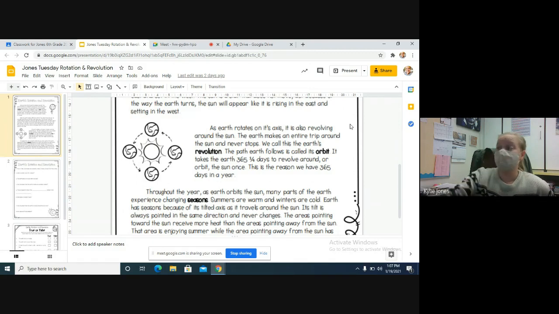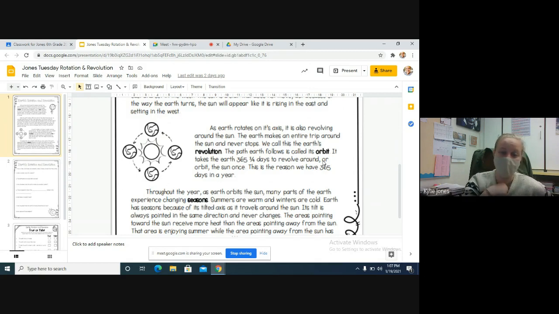Our next paragraph says, as Earth rotates on its axis, it is also revolving around the sun. The Earth makes an entire trip around the sun and never stops. We call this the Earth's revolution. The path the Earth follows is called its orbit. It takes the Earth 365 and 1/4 days to revolve around, or orbit, the sun one time.